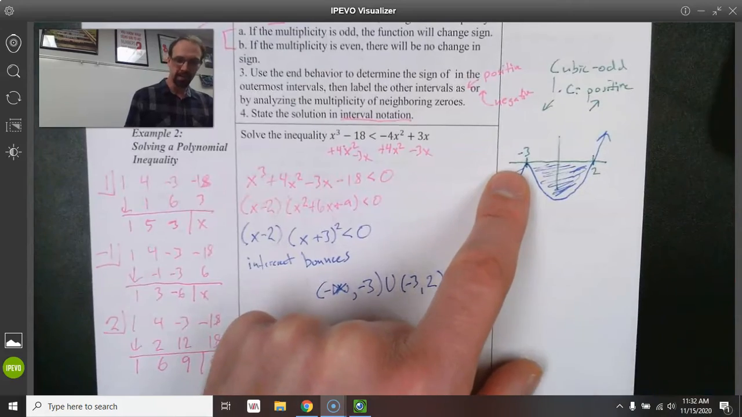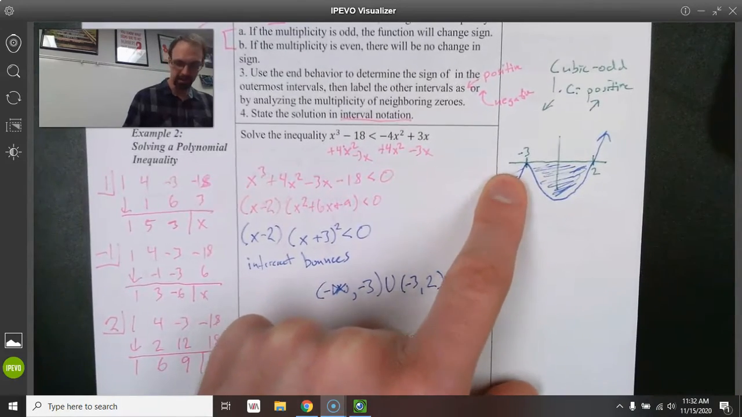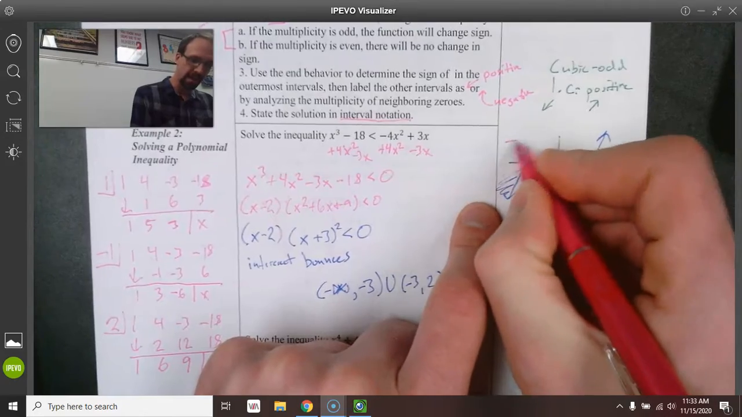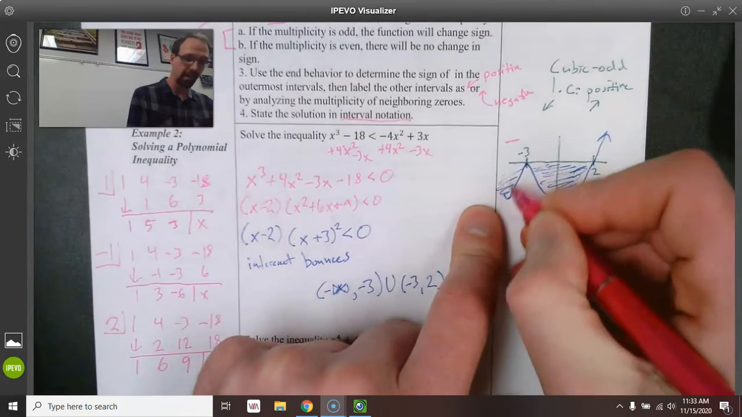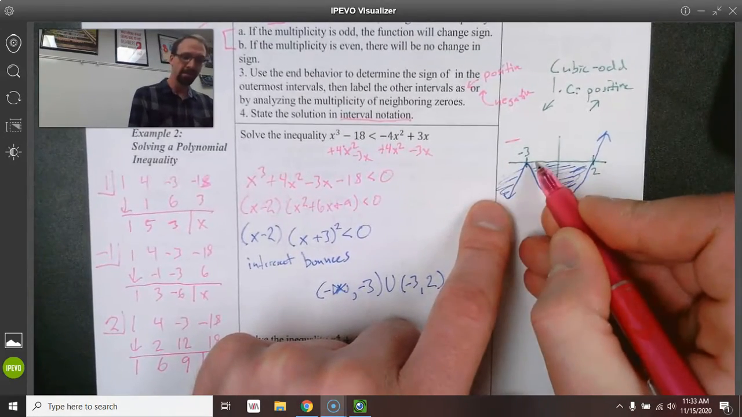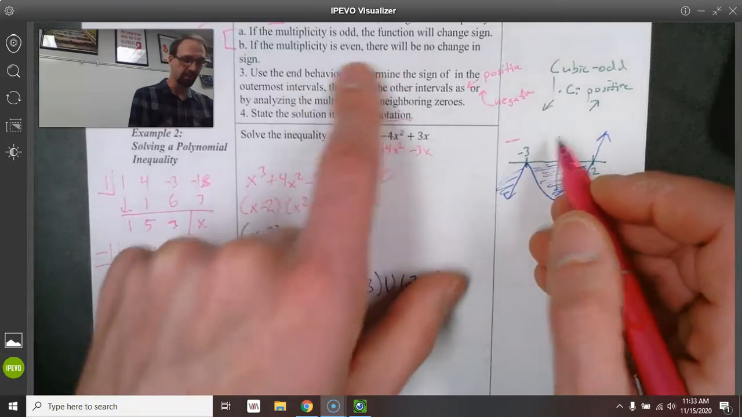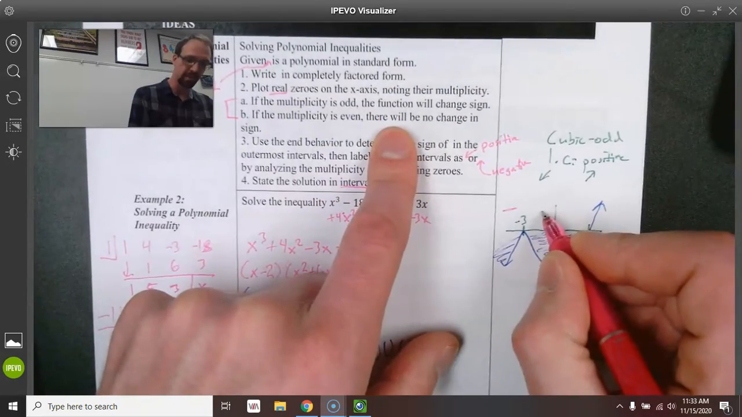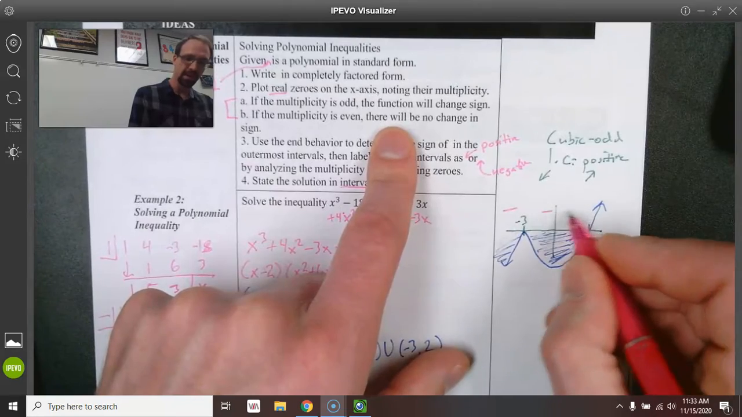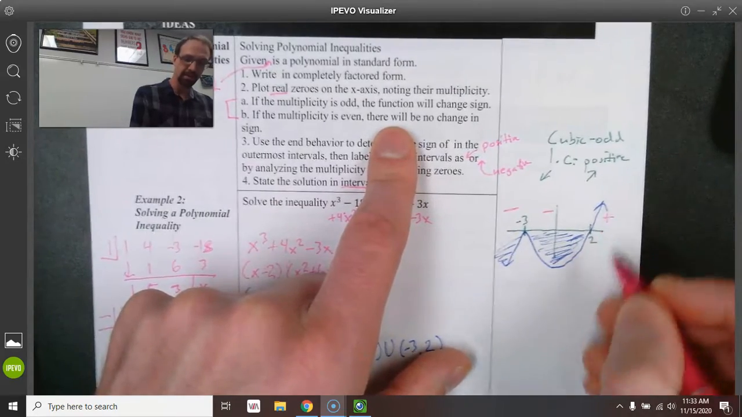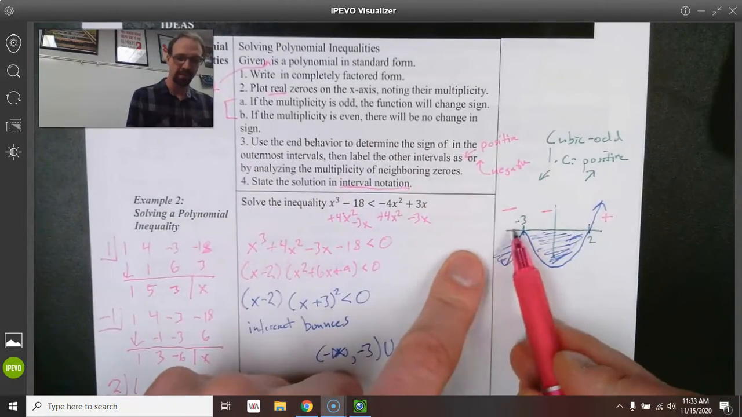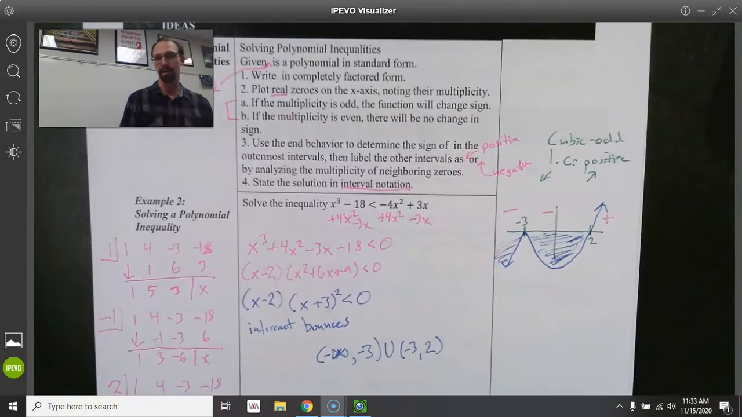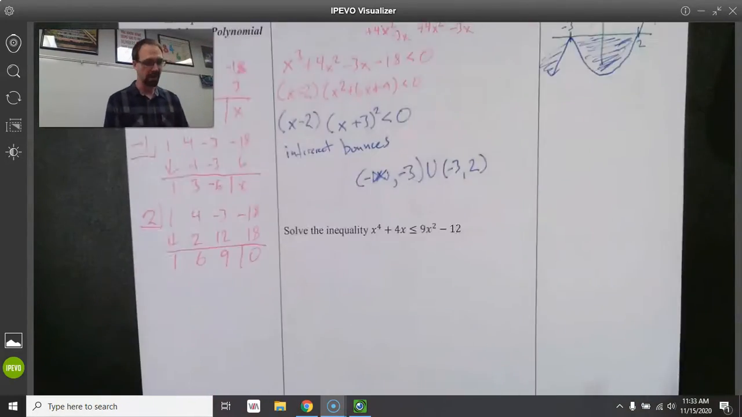One thing to note is that another way to look at this is to know that if this is going down, then this is going to be negative here. Your y value is going to be negative. Because it bounces, the sign doesn't change. That's what we're talking about here. The sign doesn't change because the multiplicity is even. So this is negative, and then it doesn't change here until we get to 2, so this part is positive. So if you think about these intervals, from negative infinity to negative 3, it's negative, negative, and then it's positive from there on out. It's another way to look at it.